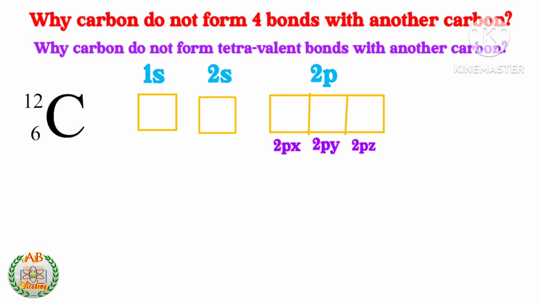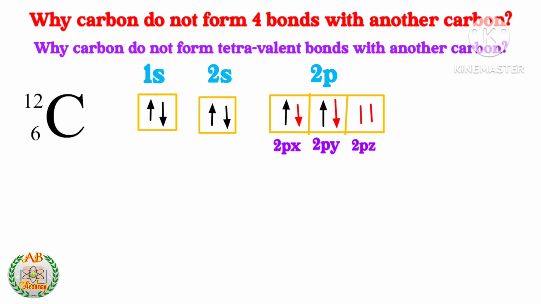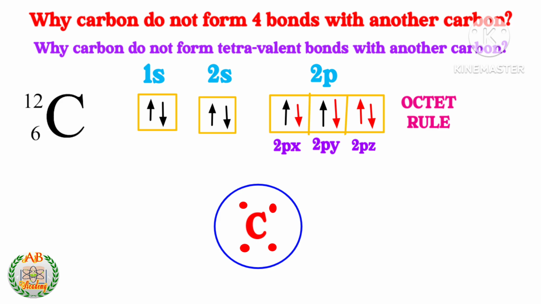We know that 1s can accommodate only 2 electrons. 2s can also accommodate 2 electrons. Now the remaining 2 electrons will be in 2px and 2py. Thus carbon needs 4 more electrons to attain stability by filling its orbitals, and after this its octet rule is completed. For example, there are 4 electrons present in the outermost shell of a carbon atom. It needs 4 more electrons to complete its octet rule.